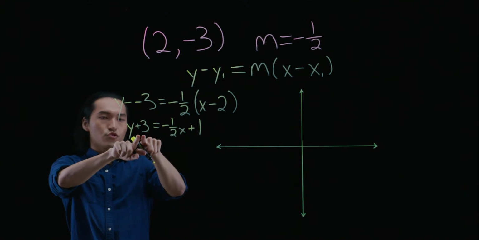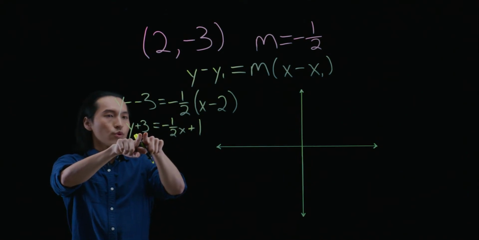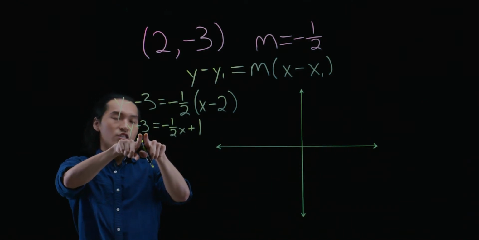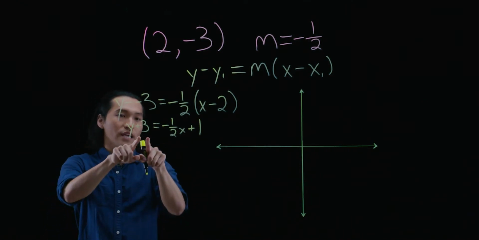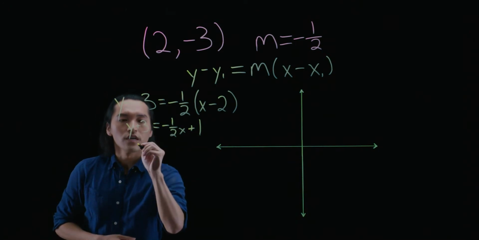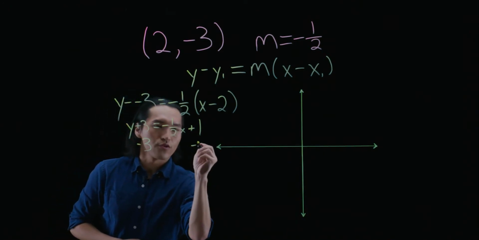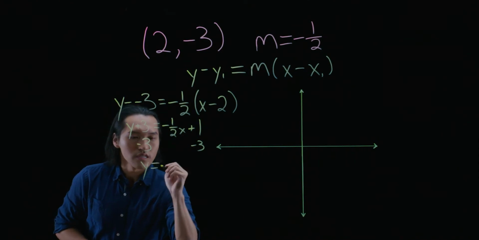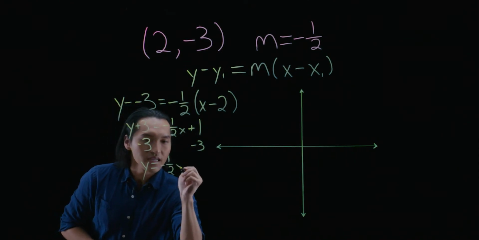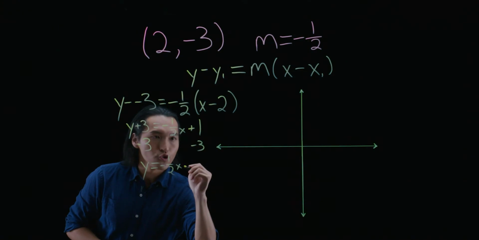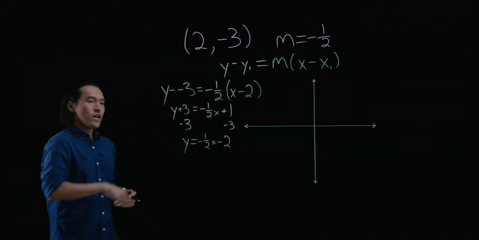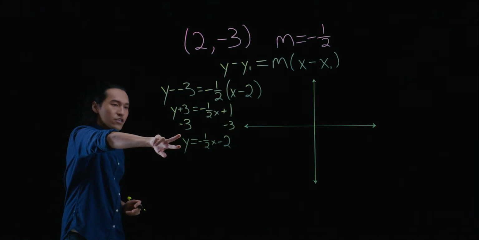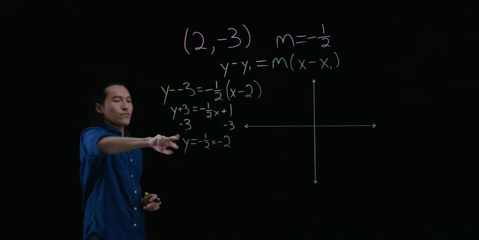Next, we subtract this 3 because we want to isolate the y. What we ultimately want to get is slope-intercept form, which is y equals mx plus b. So if we subtract 3 on this side, we have to subtract 3 on this side. That gives us y equals negative 1/2 x minus 2. So this is our final equation. This is the linear function in slope-intercept form.